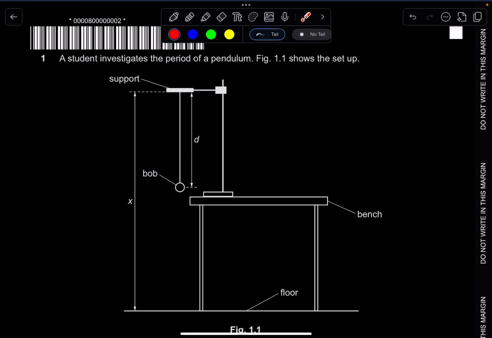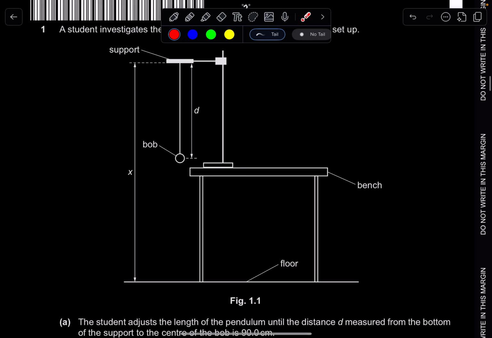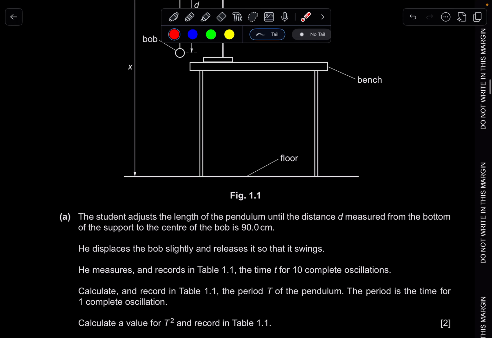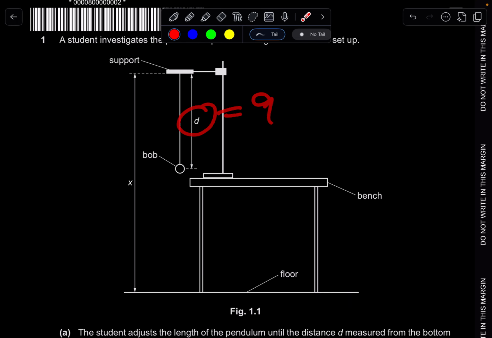What they're asking in the first question: a student investigates the period of a pendulum, and this is the setup they have shown. There is a bench on the floor on which a pendulum is placed, and this is the support that they have labeled. The length of the pendulum is d, and the distance from the floor to the support is x, right? So in part A, a student adjusts the length of the pendulum until the distance d, from the bottom of the support to the center of the bob, is 90 centimeter. Okay, so this will be 90 centimeter.